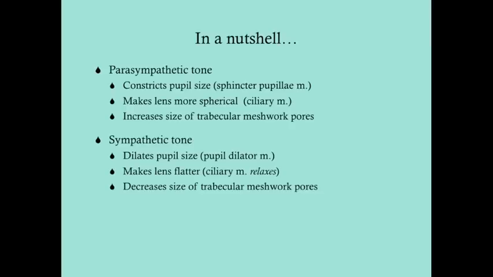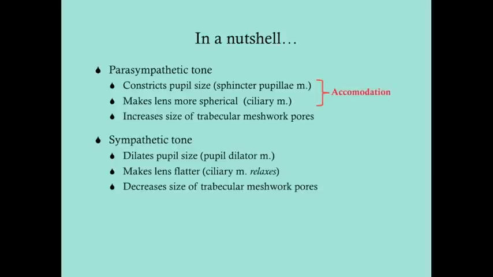So in a nutshell, you have parasympathetic tone to the iris and to the ciliary musculature, and so parasympathetic tone by the short ciliary nerves will constrict the pupil size by activating the sphincter pupillae muscle. It will make the lens more spherical, and that's via the ciliary muscle, and it also increases the size of the trabecular meshwork pores. On the counter end to that, sympathetic tone dilates the pupil via the pupil dilator muscle and the long ciliary nerves. It makes the lens flatter by relaxing the ciliary muscle, and it decreases the size of the trabecular meshwork pores.